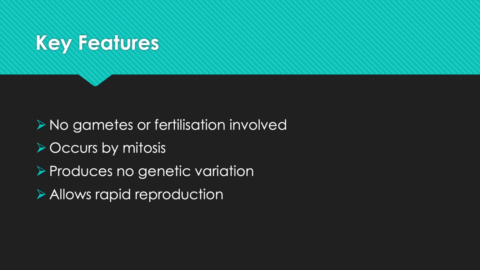Vegetative propagation does not involve gametes or fertilization. There is no fusion of the gametes, so there is no genetic variation. Instead, new plants grow by mitosis, which is why the offspring are genetically identical, or we call it clones.